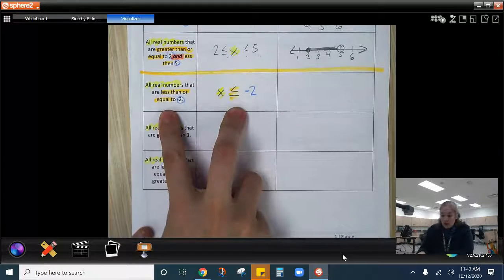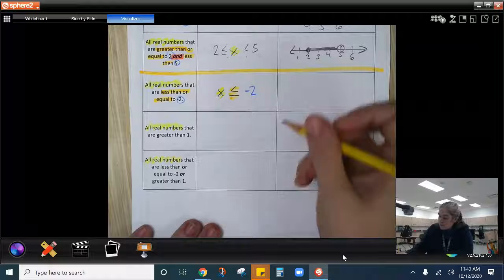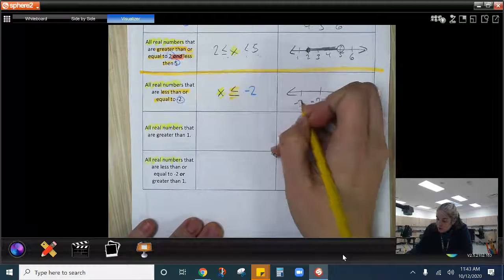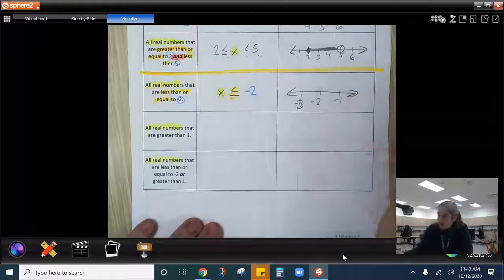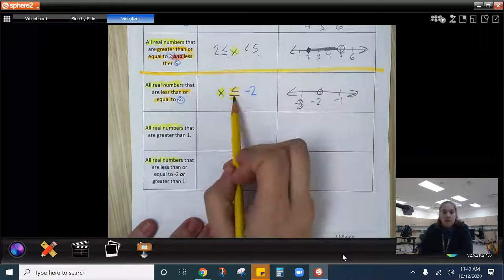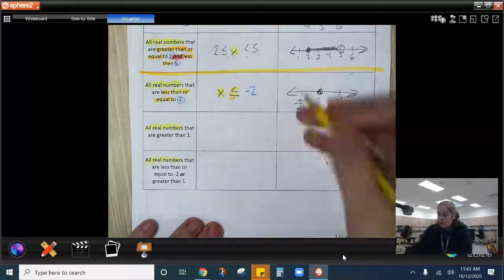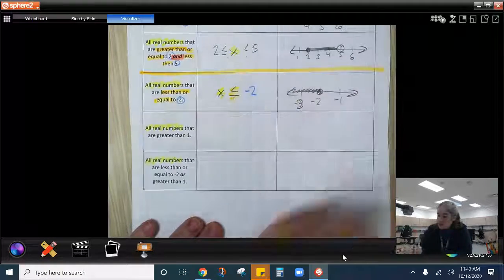So I just translated it, right? Just translate it. Now I'm going to go over here to my number line. I've got my -2 there. There's -3. There's -1. I do an open dot. Do I fill it in? Yes. And then I need to shade to the left, to the less than side.